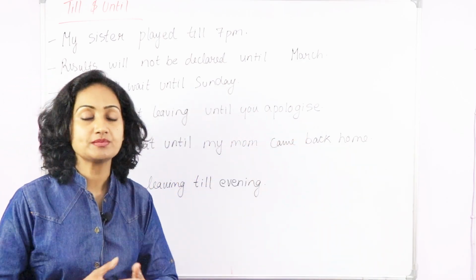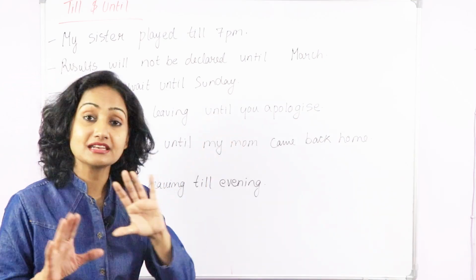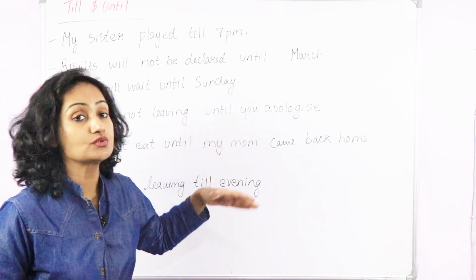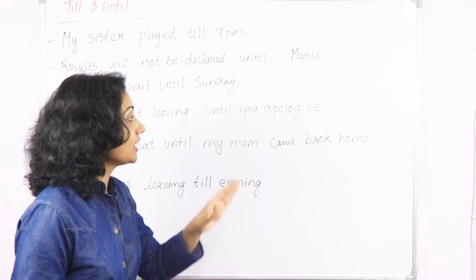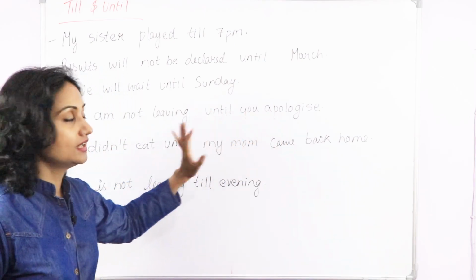Sometimes what people do, they make a negative sentence after until or till. That's incorrect. Don't do that. Don't say, I'm not leaving until you don't apologize. That's a big mistake that people make. Until you apologize. Always use a positive sentence after till or until.